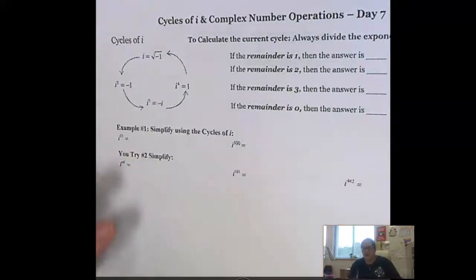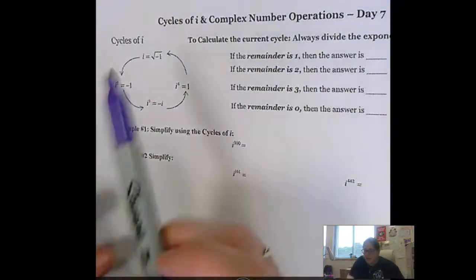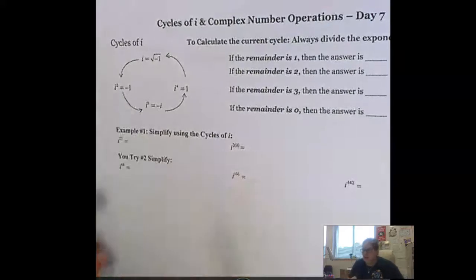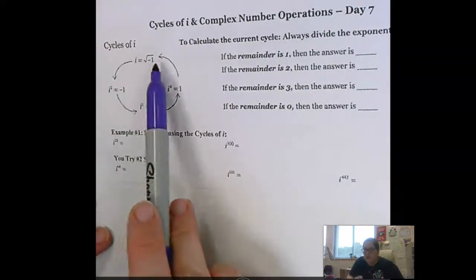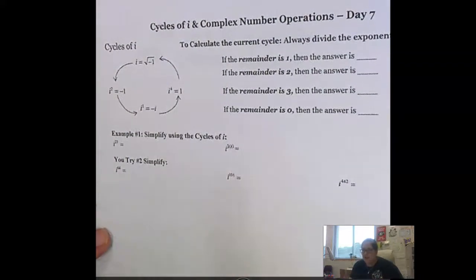Okay, and actually for this first part, we're going to look at exponents. If we take our value of i and raise it to a power. All right, so we know that i is equal to the square root of -1. That's what we defined yesterday.